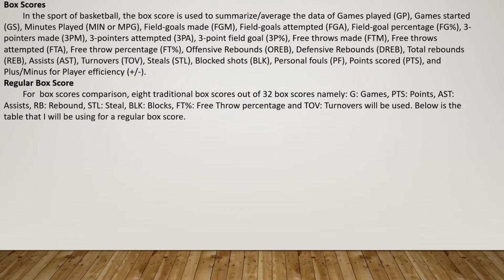Before I start, I have to define the terms as the NBA uses them. The NBA uses box scores to keep track of player performance during his career. There are two kinds of box scores. The regular box scores include 32 stats, and among those, I'll be using 8 important traditional ones such as games, points, assists, rebounds, steals, blocks, free throw percentage, and turnovers.